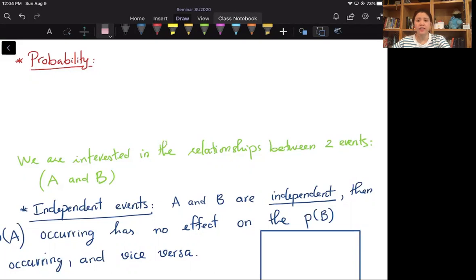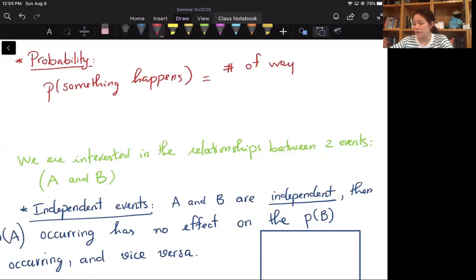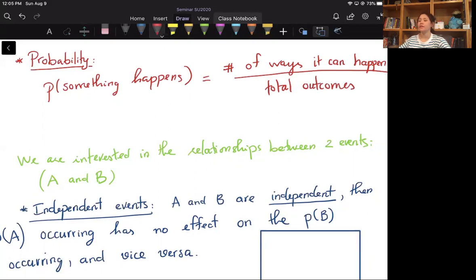Probability or chance is how likely something is to happen. So how do we calculate probability? The formula is quite simple and intuitive. In order to calculate the probability of something, P of something happening is equal to the number of ways it can happen, divided by the total outcomes.